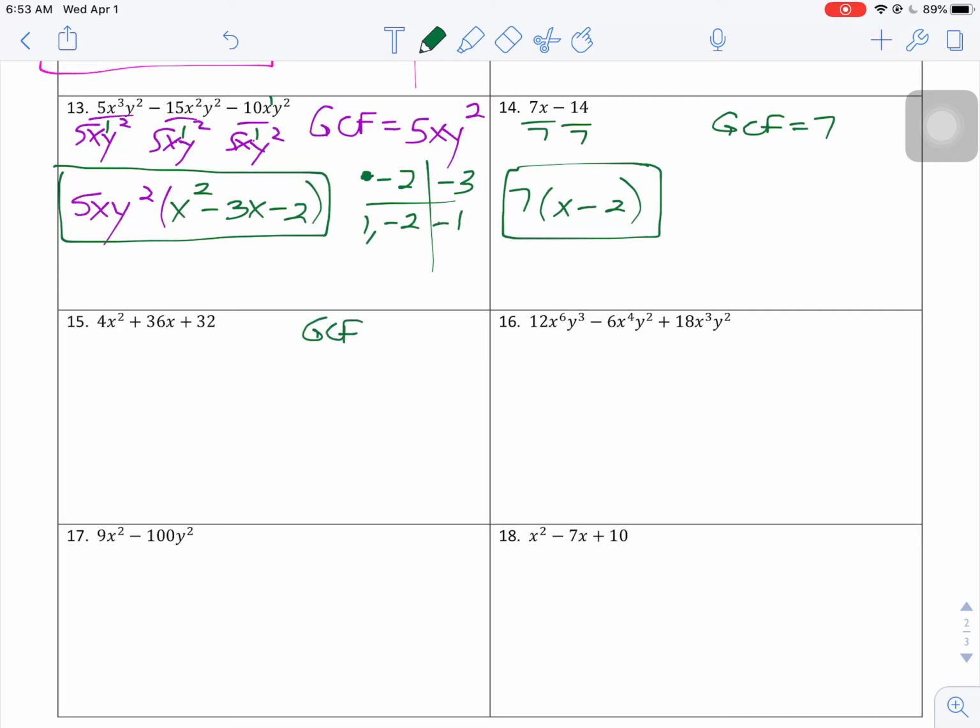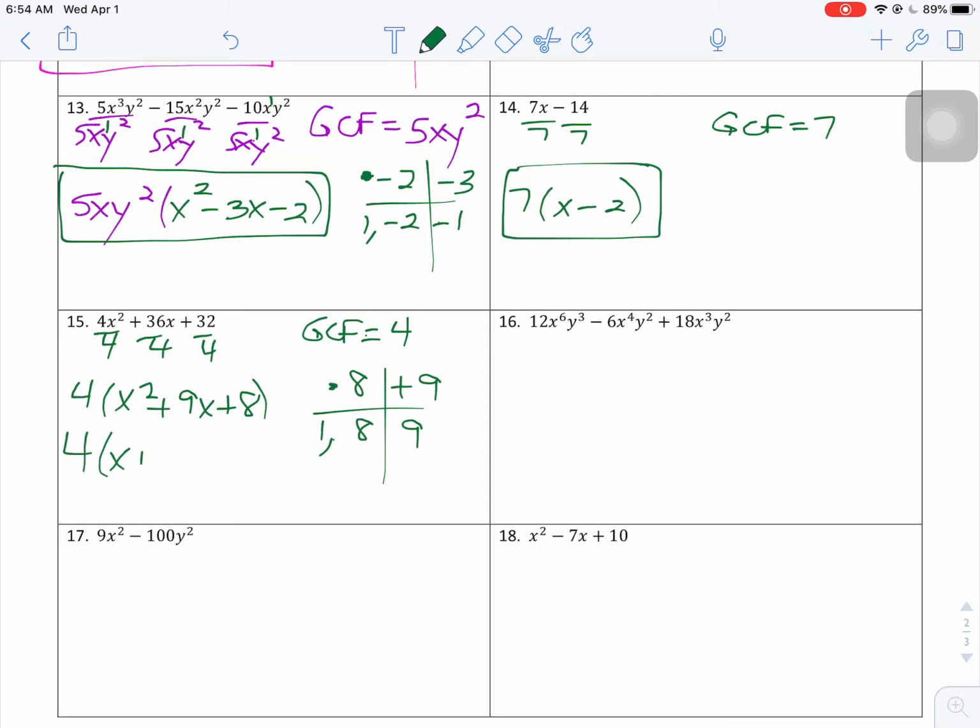On 15, GCF is 4. So I want to divide everything by 4 to start. And then when I look at my leftovers, that's a basic trinomial. So I'm going to multiply to 8 and add to 9. 8 divided by 1 is 8. 1 plus 8 is 9. So 4 and then x plus 1, x plus 8.